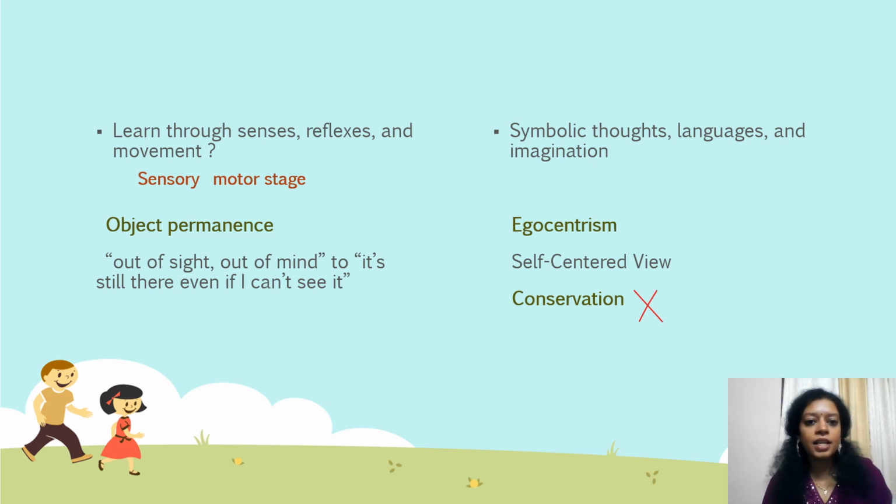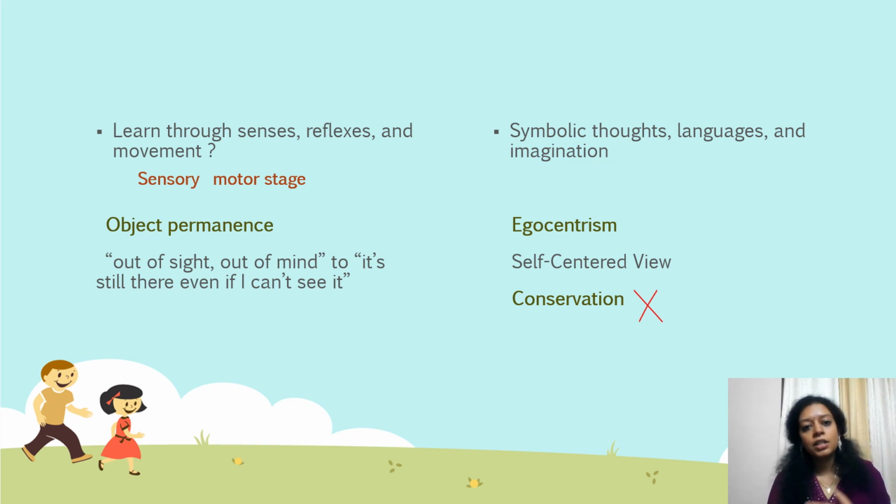But at a later stage, object permanence develops. The baby begins to understand that hidden objects still exist. For example, now if you hide a toy under a blanket, the baby will look for it because they know it's still there, even if they can't see it.